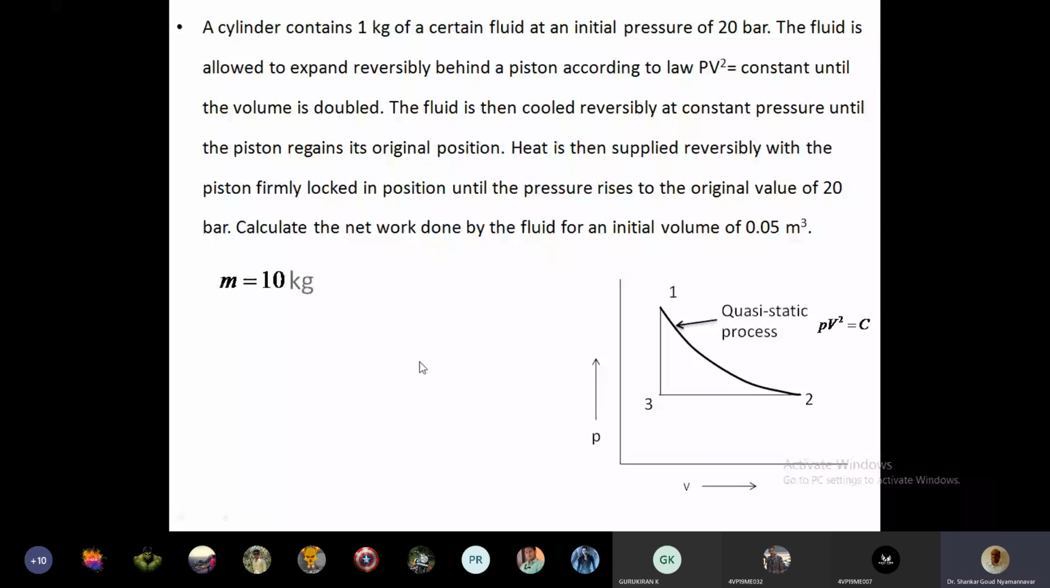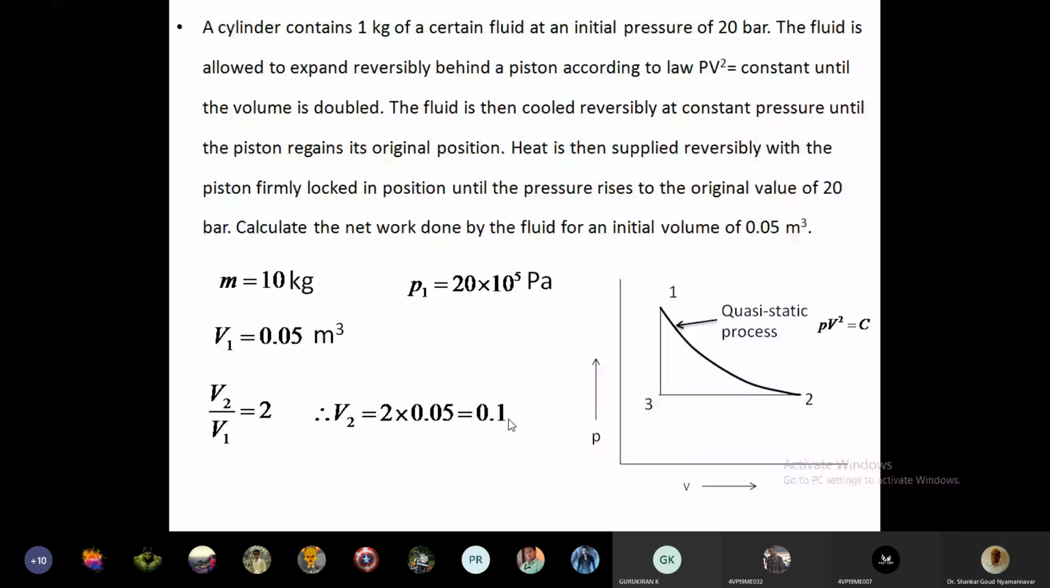Here the mass of the air is given as 10 kg. The initial pressure is 20 into 10 to the power of 5 pascals, or 20 bar. Volume at state 2 is not given. Instead it says the fluid expands reversibly behind a piston until the volume is doubled. That means V2 is twice V1, V2 by V1 is equal to 2, so V2 will be equal to 2 into V1, that is 0.1 meter cube. So this is all given. Please write down this. Are you writing?